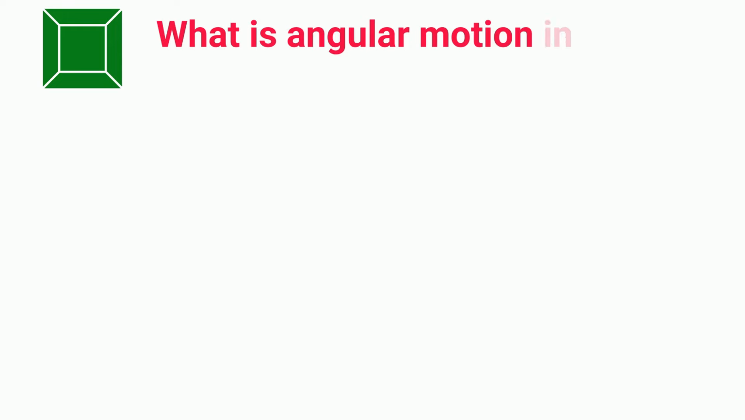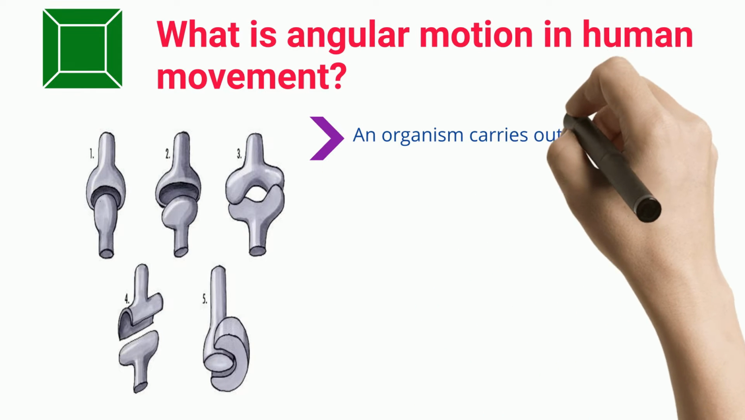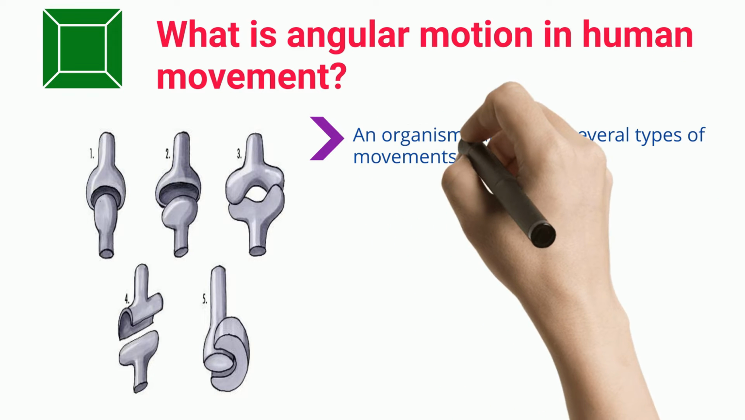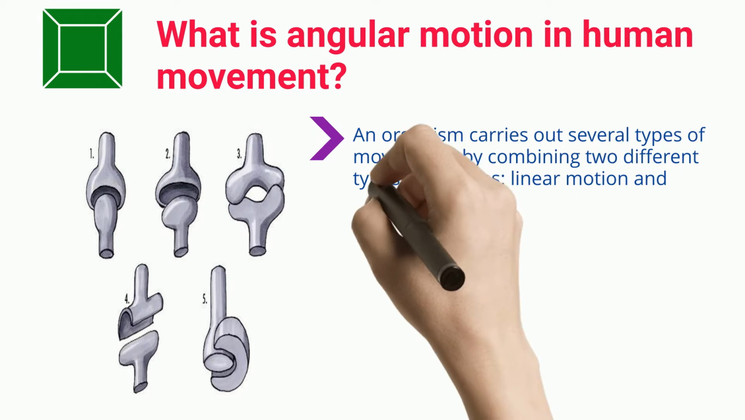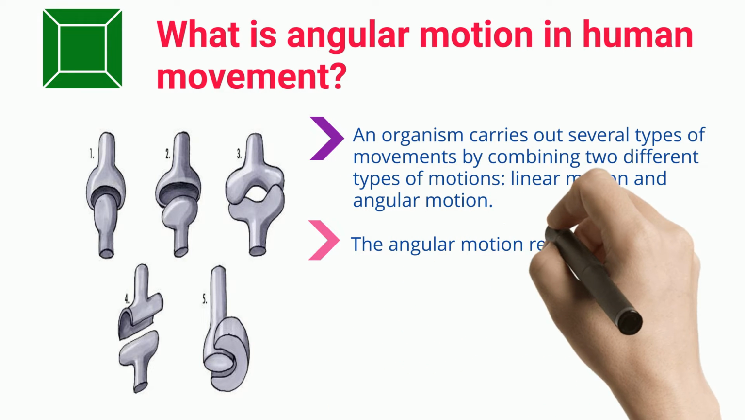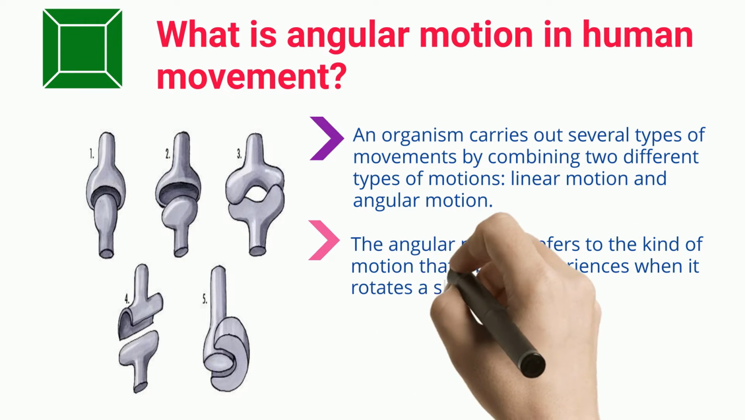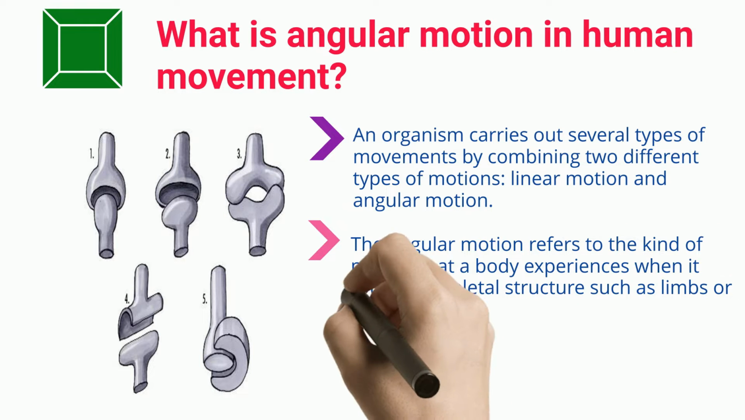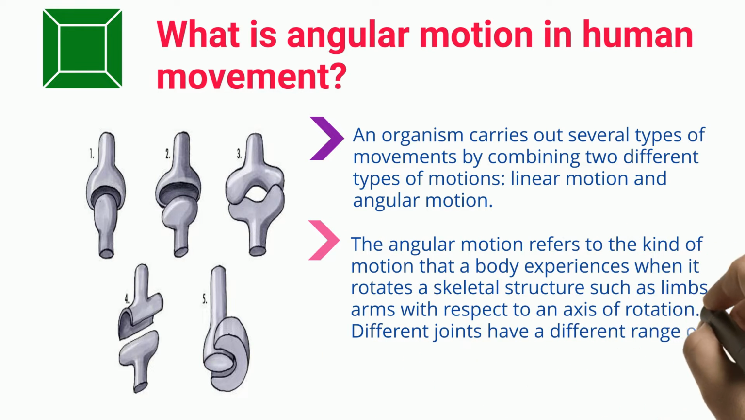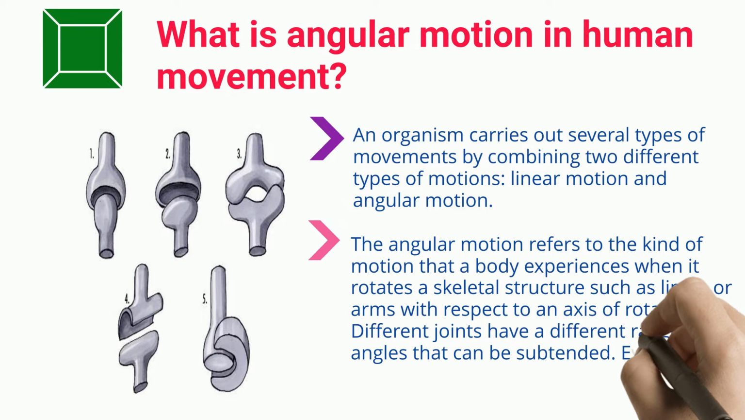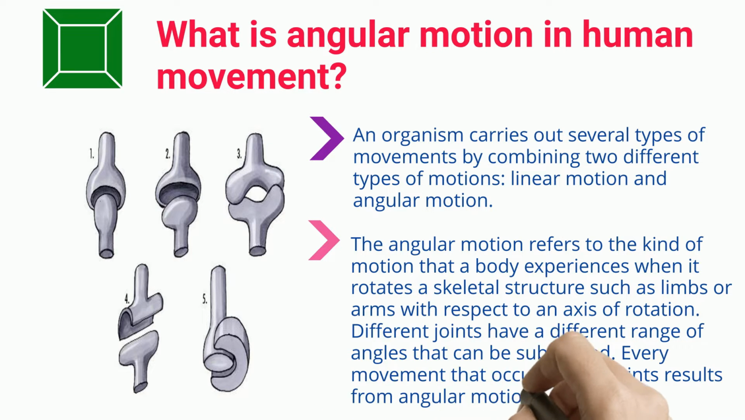What is angular motion in human movement? An organism carries out several types of movements by combining two different types of motions: linear motion and angular motion. Angular motion refers to the kind of motion that a body experiences when it rotates a skeletal structure such as limbs or arms with respect to an axis of rotation. Different joints have a different range of angles that can be subtended. Every movement that occurs in our joints results from angular motion.